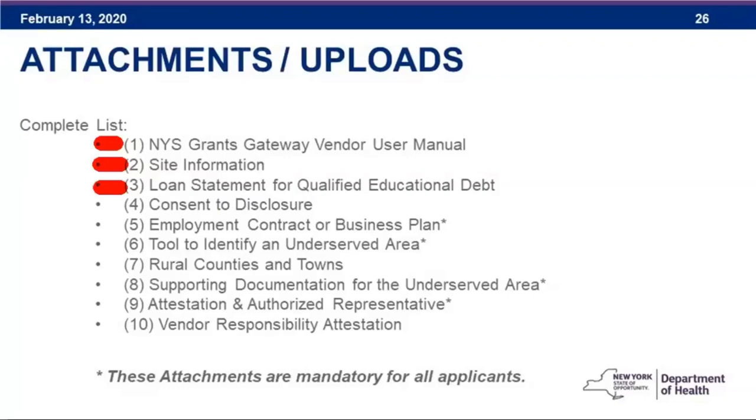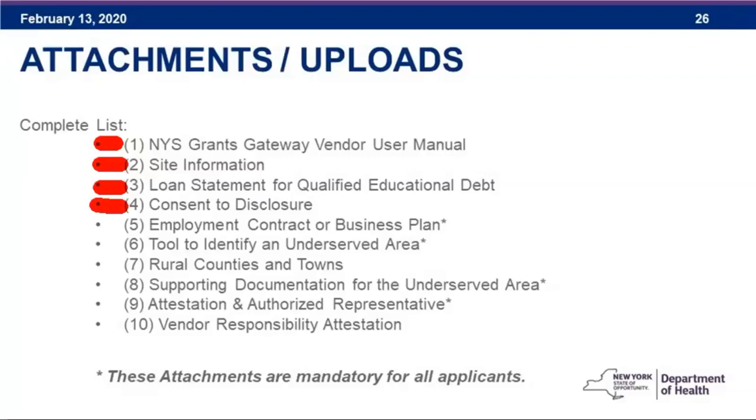There'll be a consent to disclosure. That consent gives us permission to investigate your student loan and make certain that it is current and not in default. You can be in forbearance, but we want to make certain that the loan itself is not in default. And we also want to make certain that the balance is verified.